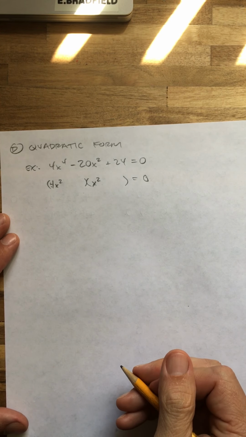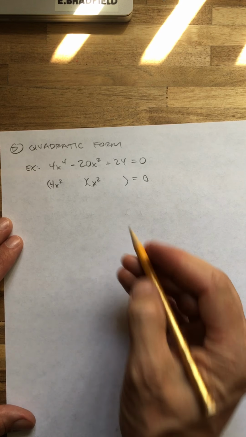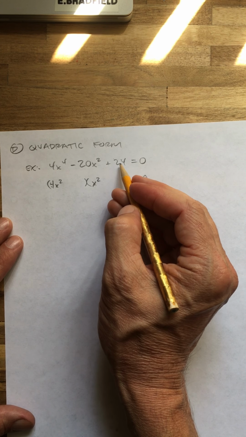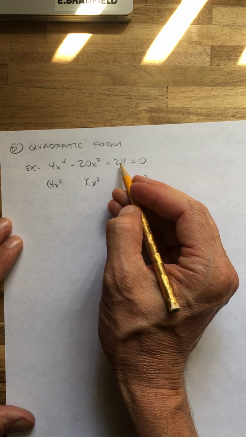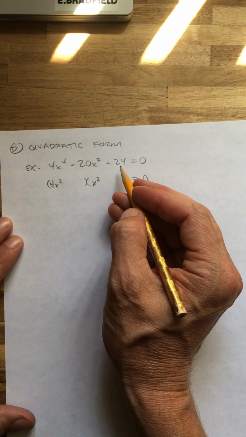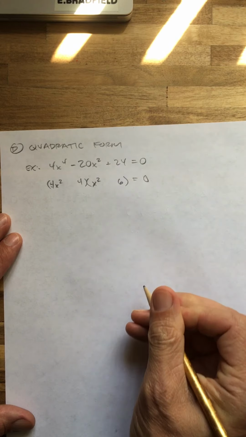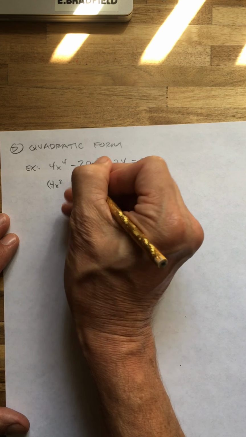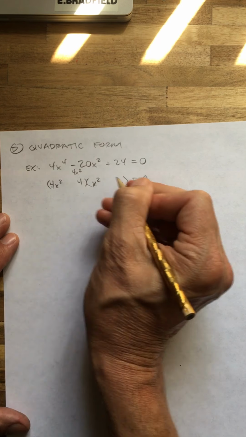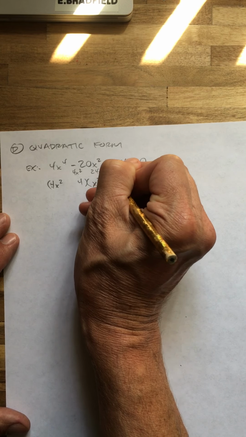I could be totally wrong, and if I am, that's a bummer. Now ask yourself, what times what gives you 24? I'm going to say 6 times 4. And I'll just put it in this order, 4 and a 6. So now multiply the insides, you get 4x squared. Multiply the outsides, you get 24x squared.